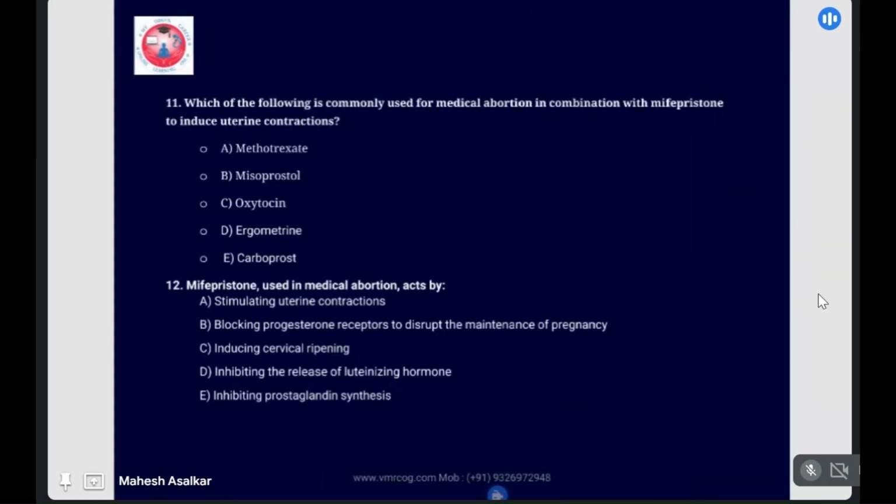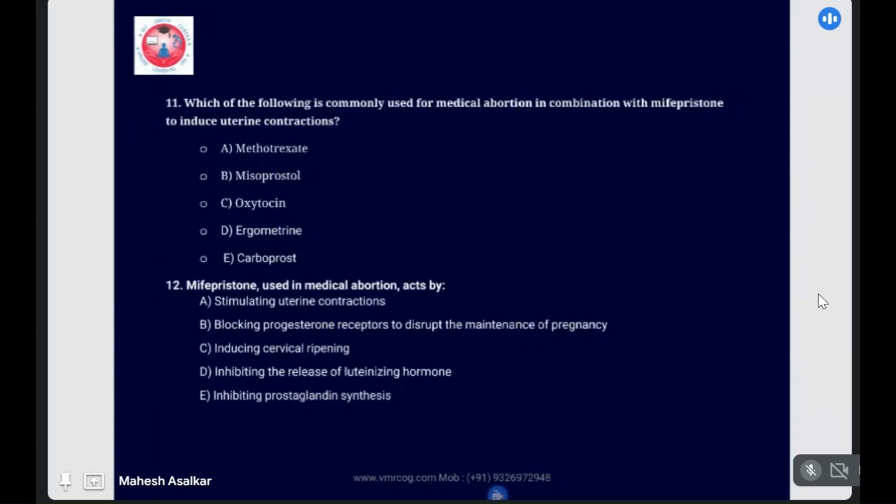Now next, Dr. Amrita is there. She rejoined. Questions 11 and 12. Question 11: which of the following is commonly used for medical abortion in combination with mifepristone to induce uterine contractions? Option A, methotrexate. Option B, misoprostol. Option C, oxytocin. Option D, ergometrine. Option E, carboprost. Sir, the answer is option B, misoprostol.